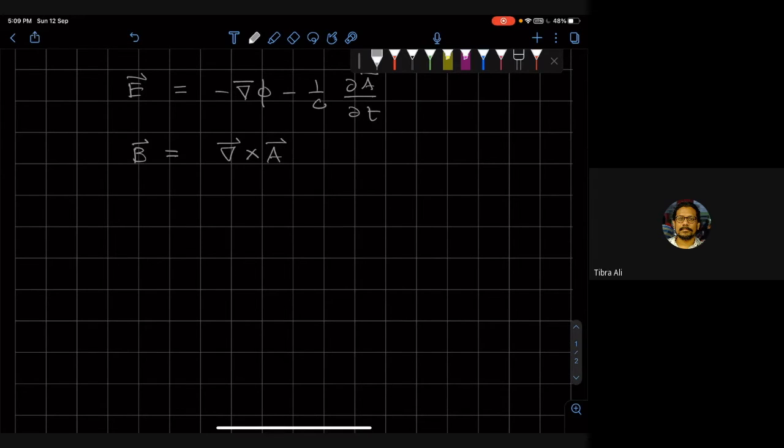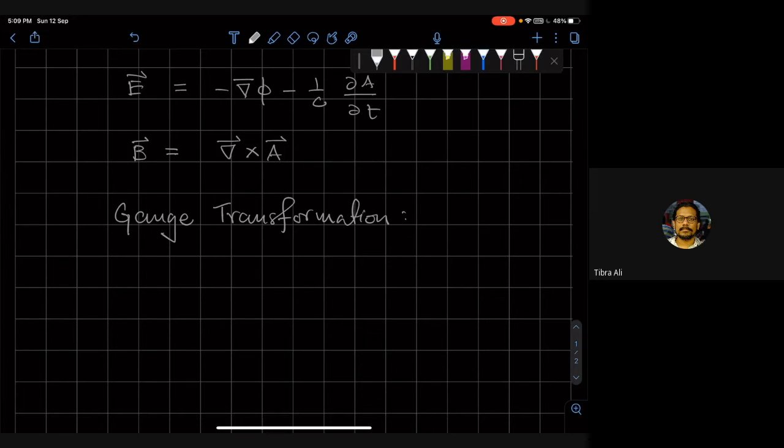So gauge potentials, if you make a gauge transformation, you get a different looking potential, but which gives rise to the same physics. Okay, so in some sense, this is a redundancy in description.